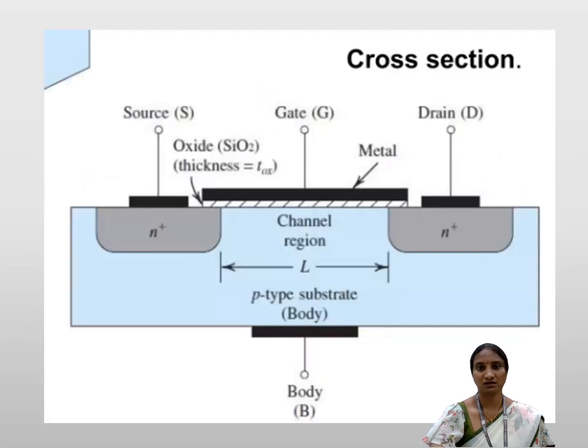So metal oxide semiconductor. If you observe this cross-sectional view, the gate terminal is given with a metallic contact. After that, we have a thick silicon dioxide layer, and after that, the P-type substrate. In between the source and drain terminals, we have a channel. The space between the source and drain terminals is called a channel, through which the charge carriers flow, which leads to the flow of current.